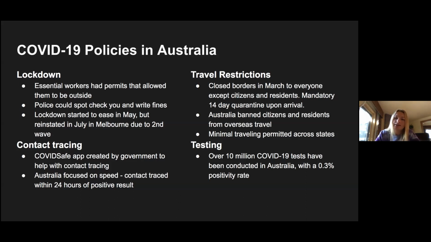They also banned their citizens from overseas travel, and there was minimal travel permitted across the states in Australia, which helped contain the virus when it broke out again in the second wave in Victoria. And then their testing protocol was very effective and widespread. They had over 10 million COVID tests so far with a 0.3% positivity rate, which is relatively low compared to other places.